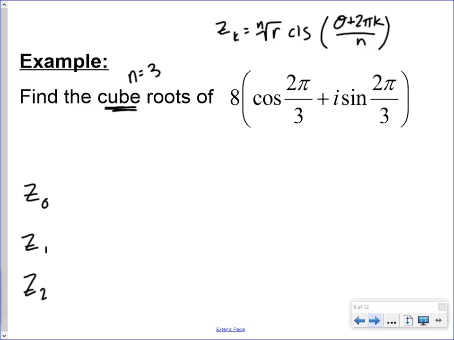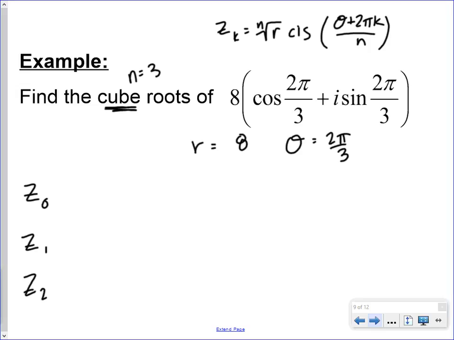So we now know k's 0, 1, 2. What else do we need for that formula besides k? We need r and theta. Do you know r and theta? Yeah, r is equal to 8, theta is equal to 2 pi over 3, and we also know n already is 3. So then I'd say we're ready to plug in.